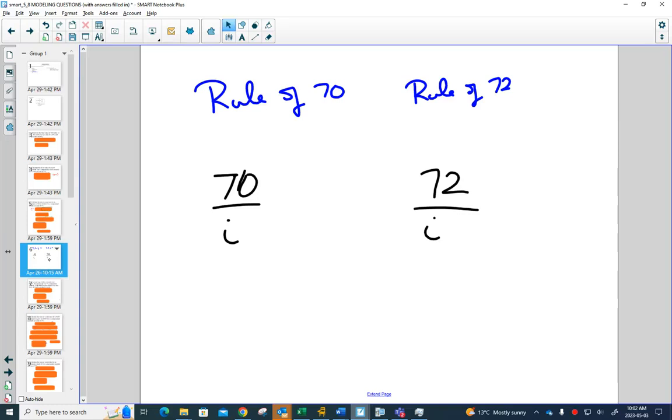If you got 8% interest, I would use this one, because 72 divides nicely by 8. And if you got 8% interest, it would only take 9 years to double. 5% interest, I'd probably use this one, because it divides nicely by 5. And 70 divided by 5 is 14. So if you got 5% interest, it would take that $5 million 14 years to double.